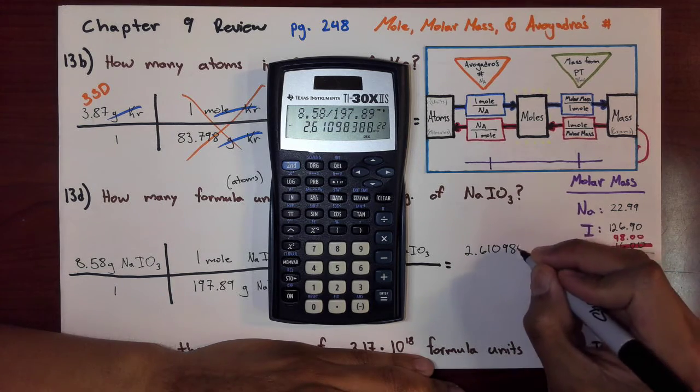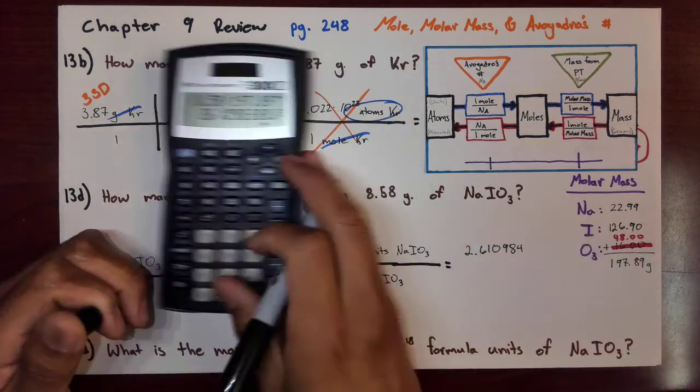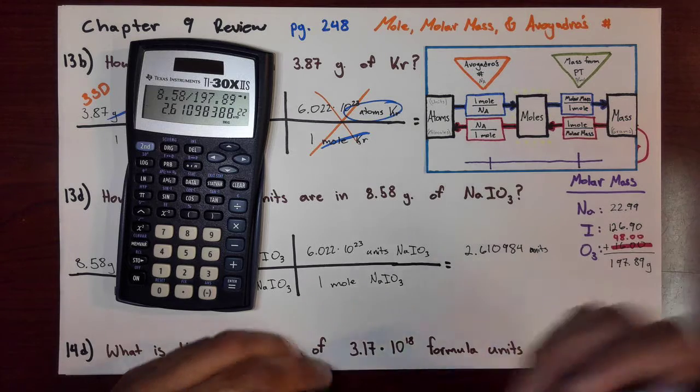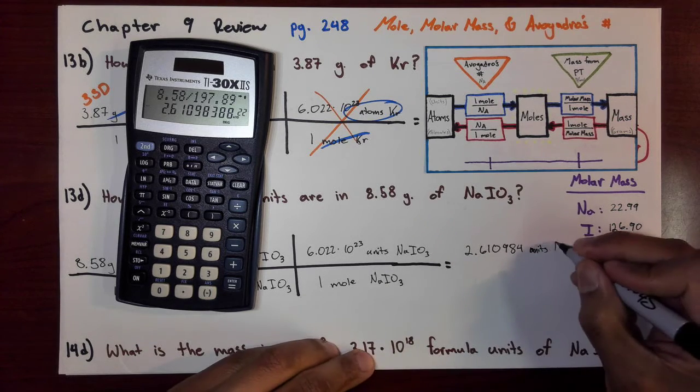So this final answer that we have here is 2.61098, and then we'll just put 4 there. And what is it? It's units of sodium iodate.